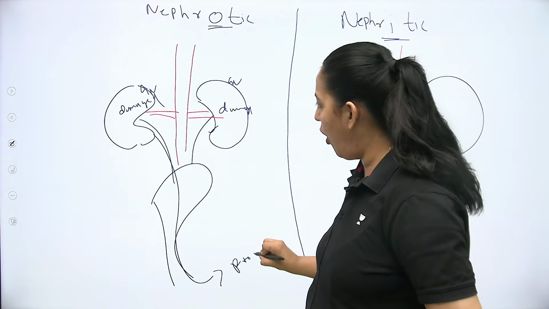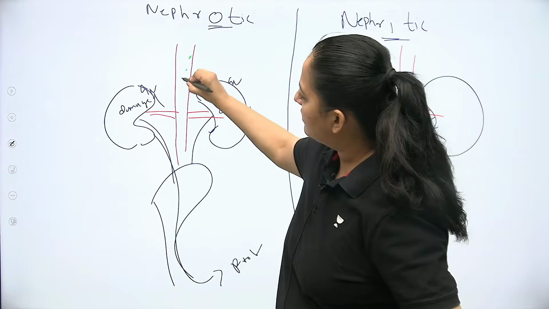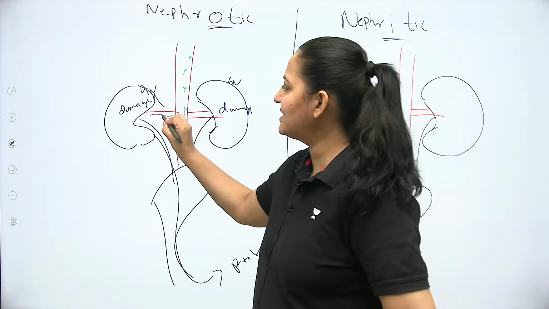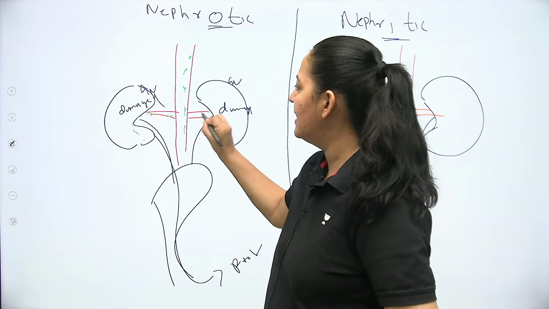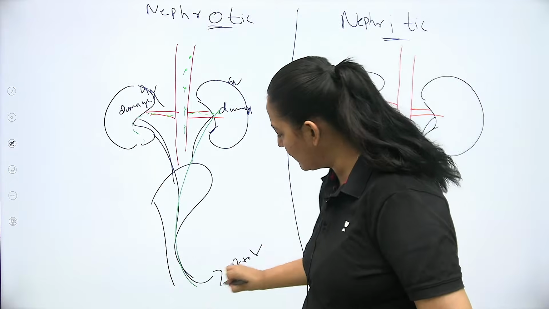This is the problem. All the protein present in the blood, let me draw the protein. This is the protein in the blood. Normally kidneys don't lose protein in urine, but the kidneys are damaged. They have glomerulonephritis. So the protein is going inside the kidney and they are not retaining it. The protein is lost in the urine.